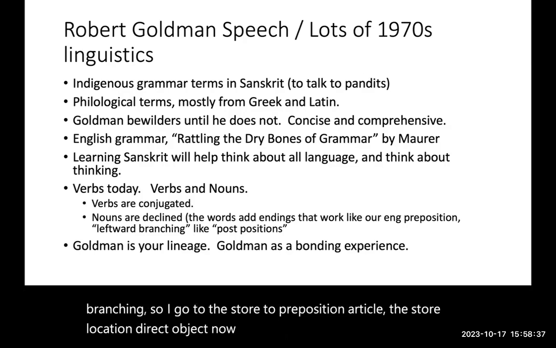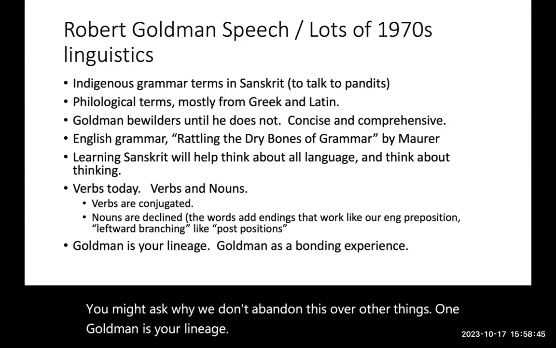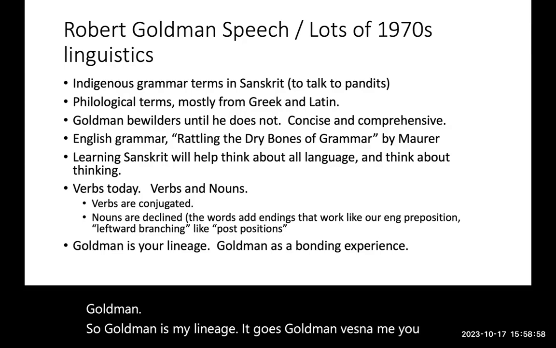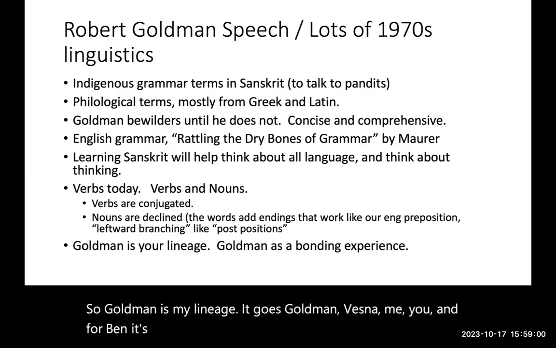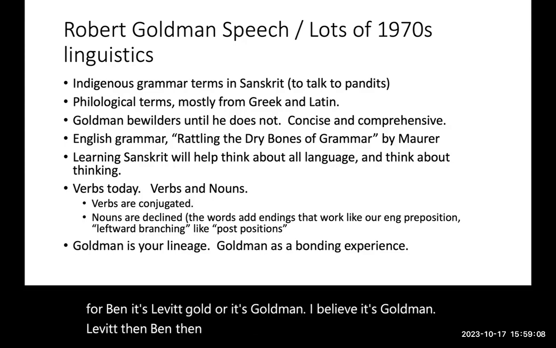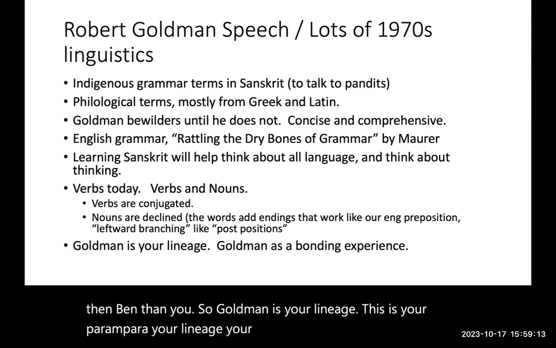Now, one of the reasons to study Goldman, you might ask why we don't abandon this over other things. One, Goldman is your lineage. One of my Sanskrit teachers is a personal student of Robert Goldman. So Goldman is my lineage. It goes Goldman, Vesna, me, you. And for Ben, it's Levitt, it's Goldman, I believe it's Goldman, Levitt, then Ben, then you. So Goldman is your lineage. This is your parampara, your lineage, or this before that.